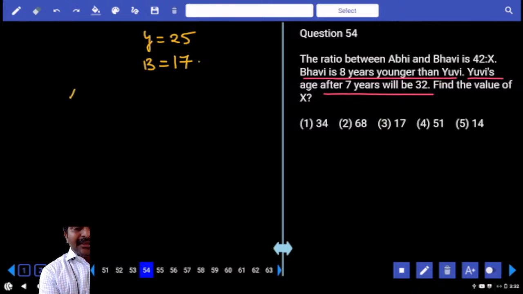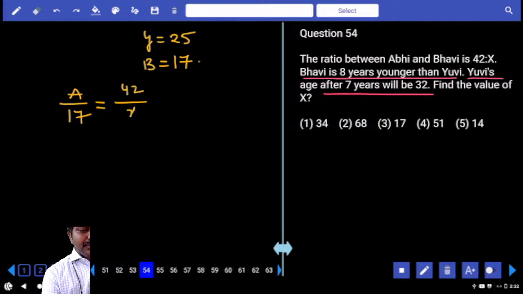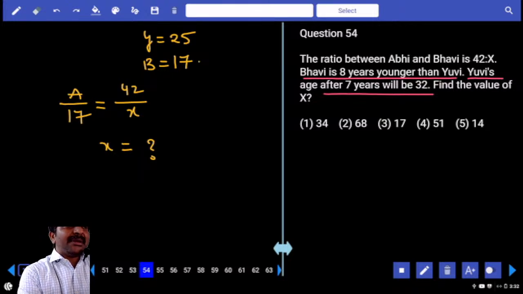Ratio between Abhi age and then Bhavi age. Abhi age, we don't know how many years that is. Let it be A. And then Bhavi's age, you know, which is equal to 17. And the ratio mentioned as 42:X. And we were asked to calculate how much is X value. In this question, do you have Abhi's age? Do you have Abhi's present age? So, can you replace A with any number?